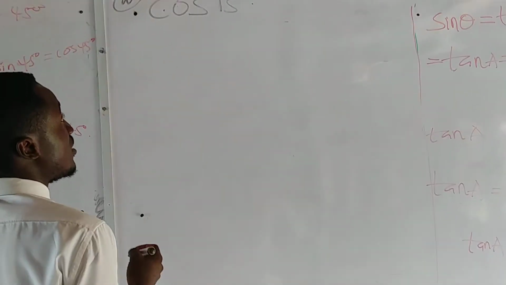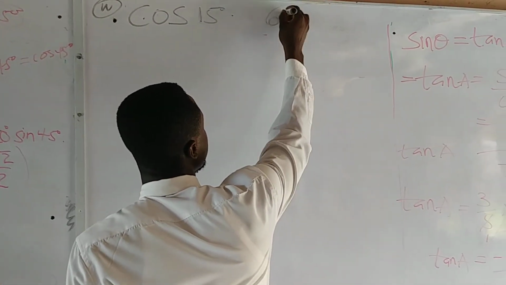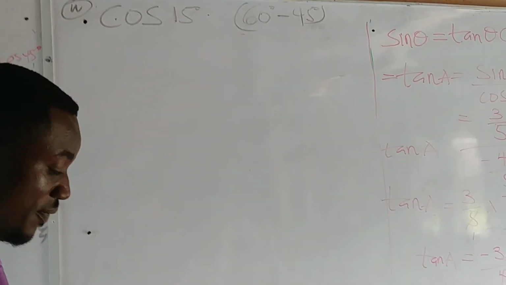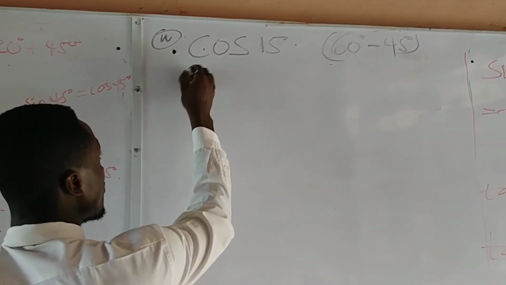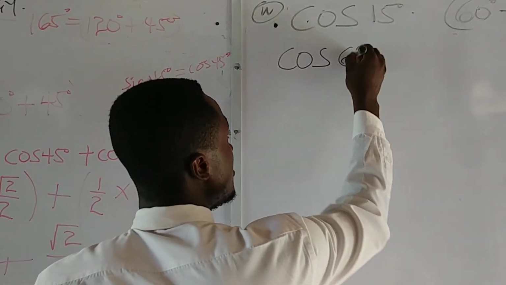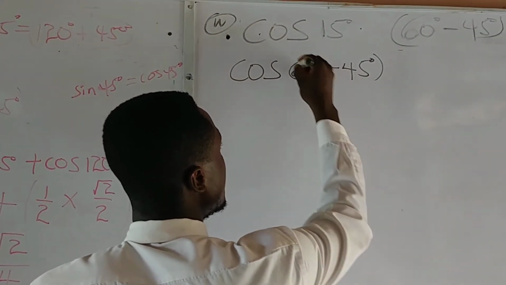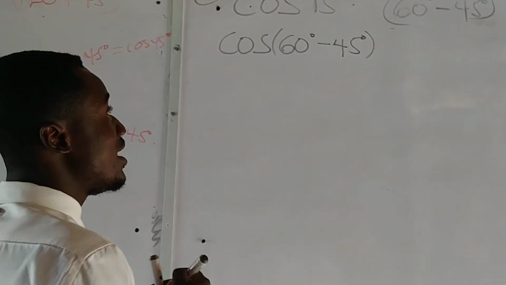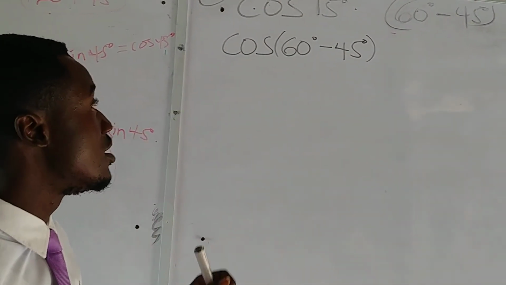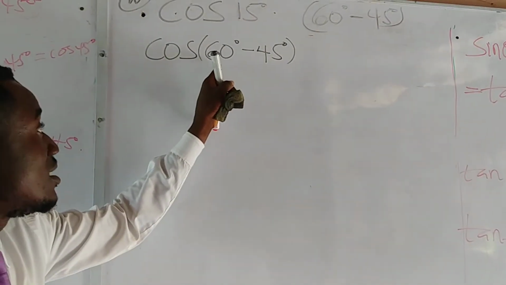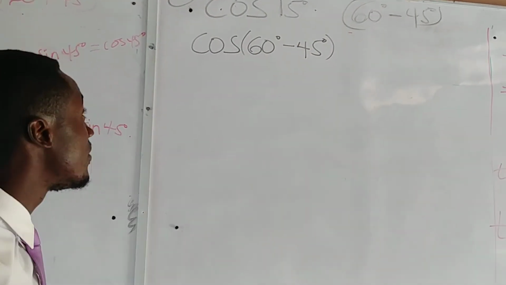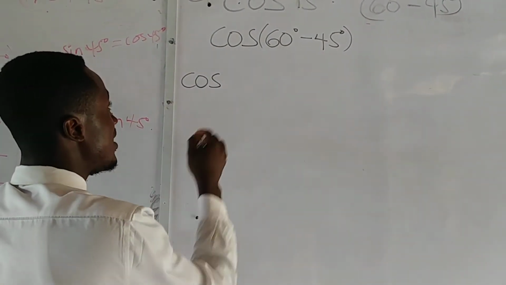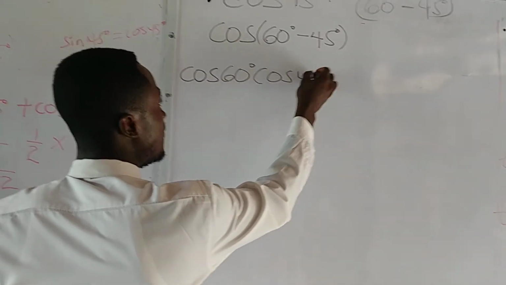Cos 15 degrees. Now, 15 degrees is the same as 60 minus 45 degrees. So 60 minus 45 degrees is the same as 15. So now we write cos of 60 degrees minus 45 degrees, because 60 minus 45 will give us 15, so it will just take us back. So this 15 degrees can be expanded as 60 degrees minus 45. Okay, so now cos of 60 degrees minus 45 can be expanded as cos 60 degrees cos 45.